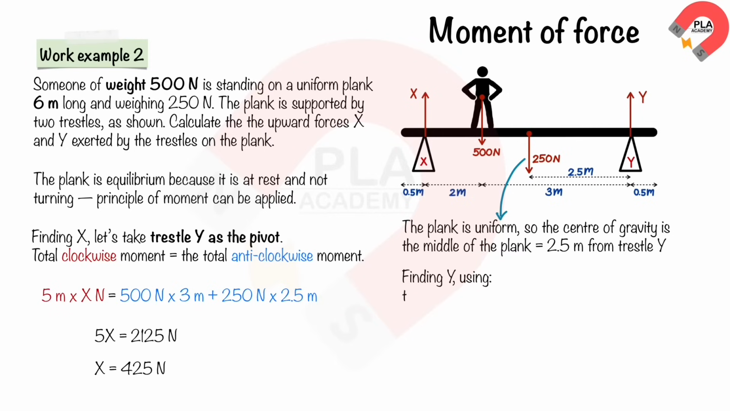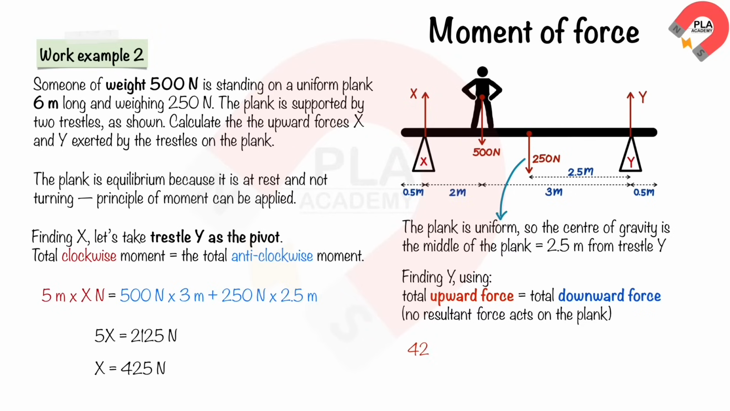Finding Y using total upward force on the plank equals total downward force on the plank, because no resultant force acts on the plank. Total upward force is 425 plus Y, equal to total downward force, 500 plus 250. So, Y equals 325 newtons.